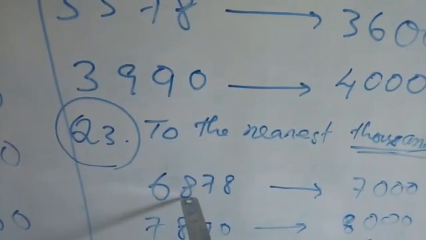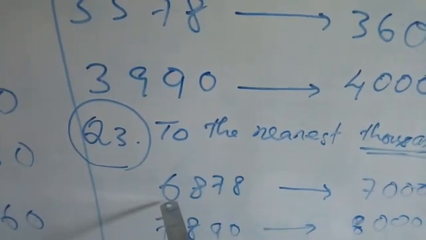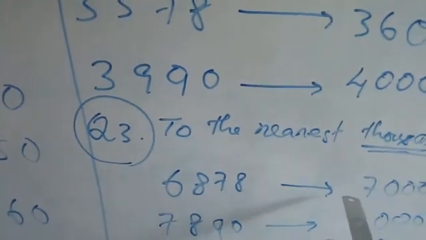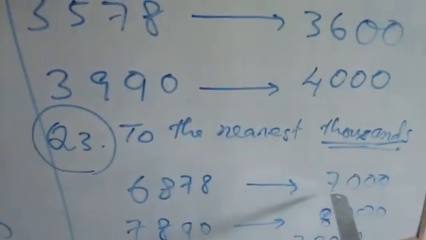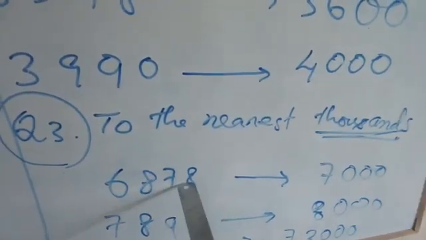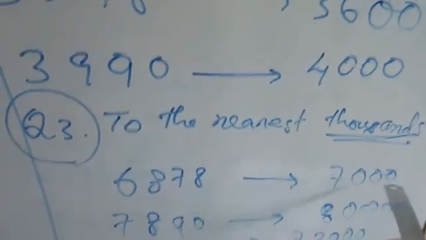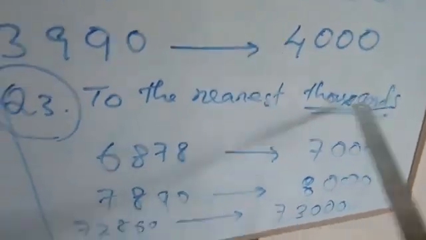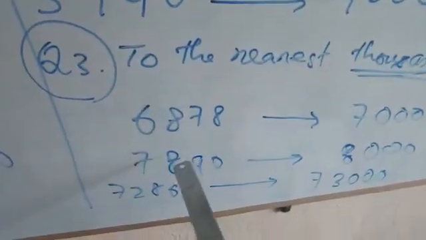If it is more than 5, what do you need to do? You add 1 to this number. So in the place of 6, what will you write now? 7. And in other places we will put zeros. Okay, so 6878 now rounds up to 7000, because we are rounding up to the nearest 1000. Is that clear?